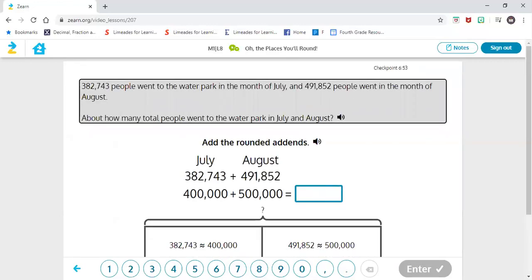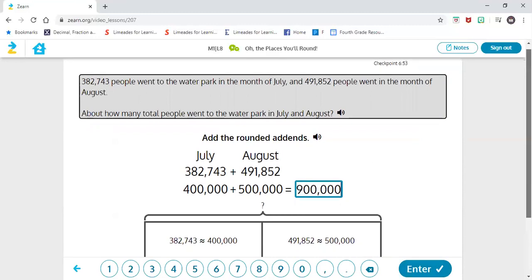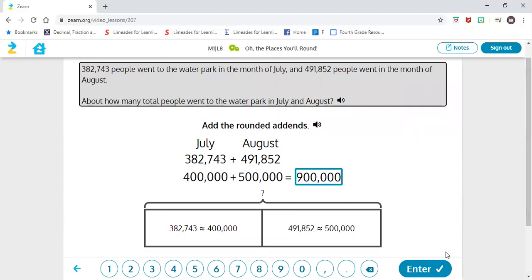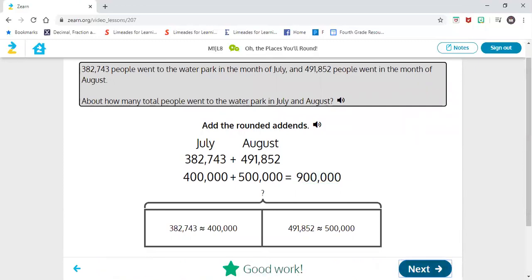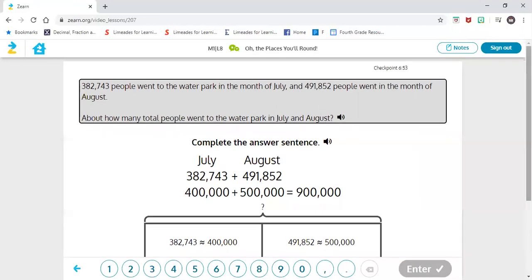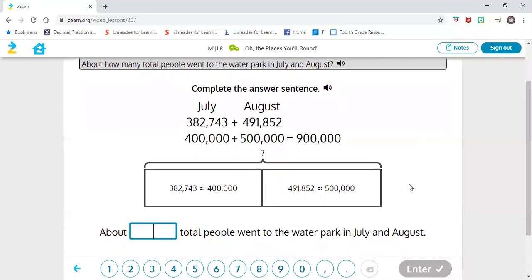Okay, so I'm going to solve. 400,000 plus 500,000 will give me 900,000. So about 900,000 people went to the water park in the months of July and August. That's a lot of people. Now I'm going to complete the answer sentence. And I'm just going to write my answer in there. About 900,000 total people went to the park in July and August.